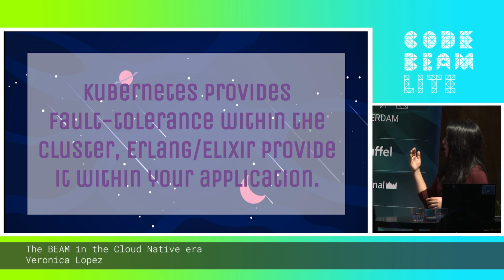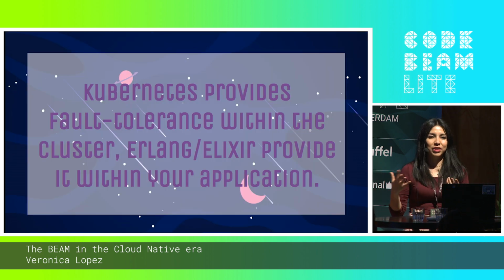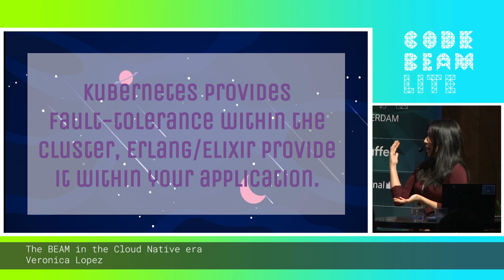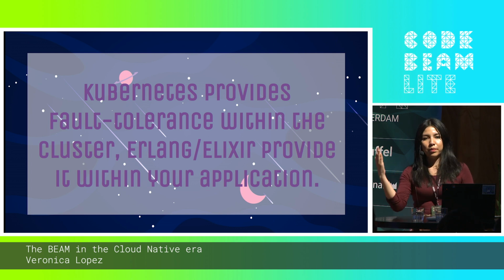A really nice way that Jose put it, this is a quote from his blog post, was: Kubernetes provides fault tolerance within the cluster, while Erlang and Elixir provide it within your application. So going back to why not both, this is a really good explanation. You can have your resilience, your fault tolerance, your concepts that overlap by definition, on both sides: at your application level, and at your infrastructure level. That's very nice, actually.